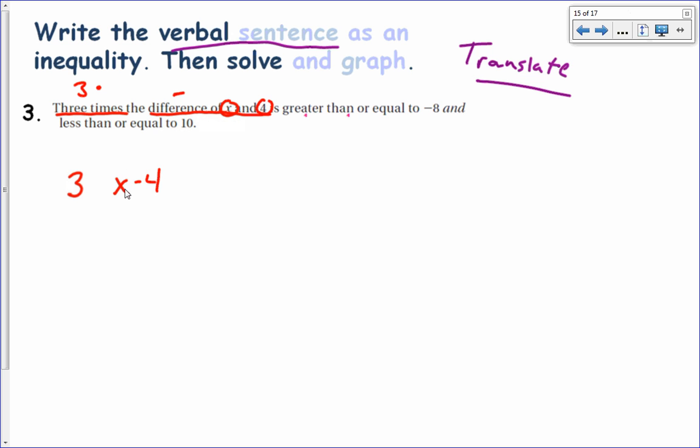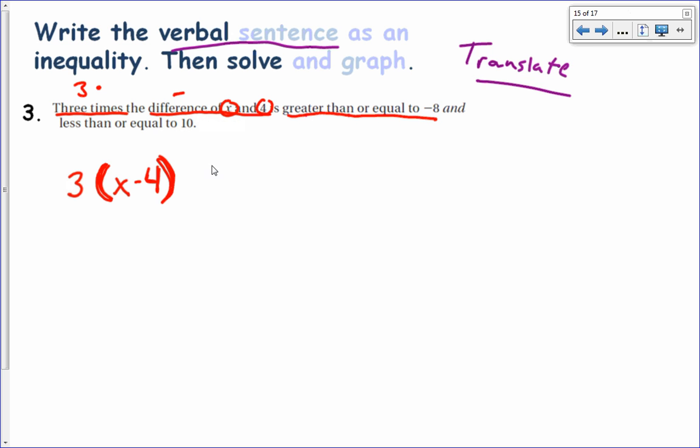So all together here, I need to do 3, and then I'm going to multiply times x minus 4. Now, I could do it like this, but that would be unclear. That would say I have to do 3 times x first, and then subtract 4. But that's not what the sentence is telling me. It's telling me that I need to find the difference of x and 4 first. Then I'll multiply. So I'm going to put these inside of parentheses to make it go in that order. Here it looks like we're going to have to use the distributive property. So 3 times the difference of x and 4 is now greater than or equal to -8.